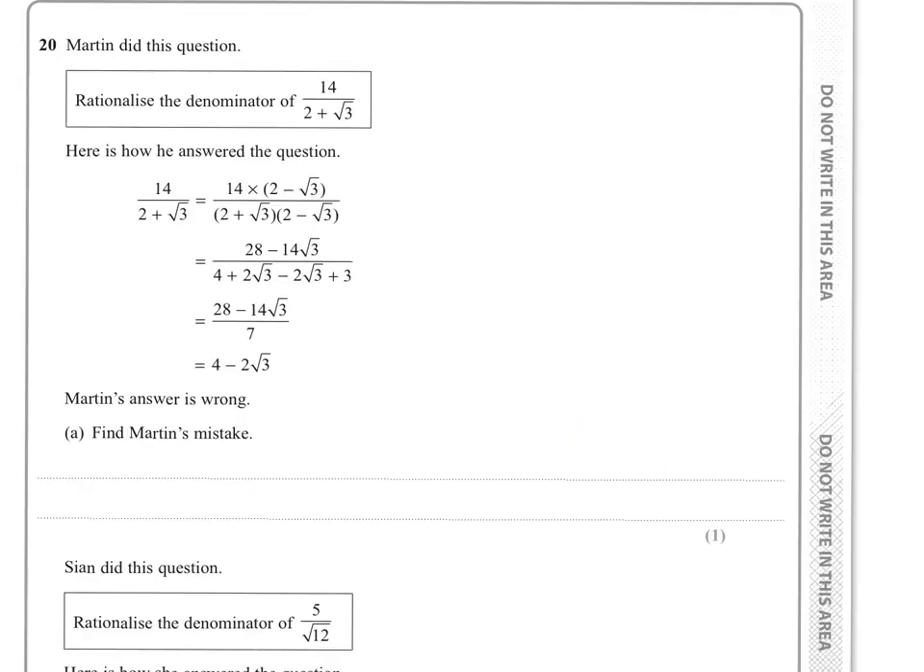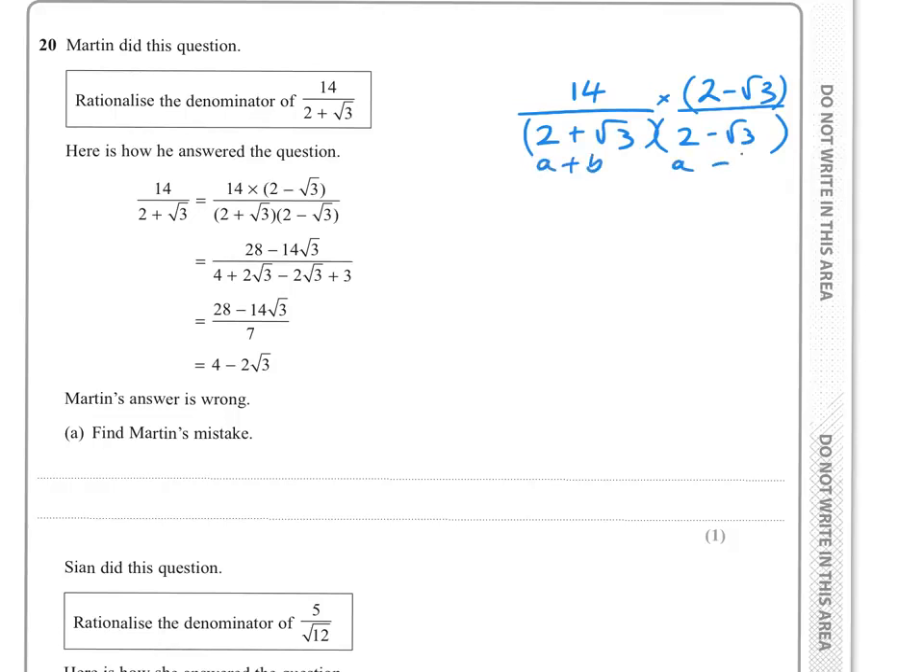Question 20. Martin did this question, and that was to rationalise the denominator. So I'm just going to be having a go and see if I can do this. I would times top and bottom by 2 minus root 3 to get this difference of 2 squares coming in. When I say difference of 2 squares, it's like having a plus b and then a minus b. And you should know that a plus b times a minus b is just a squared minus b squared. So that kind of gets rid of the root signs, because it's just going to be a nice number without a root sign.